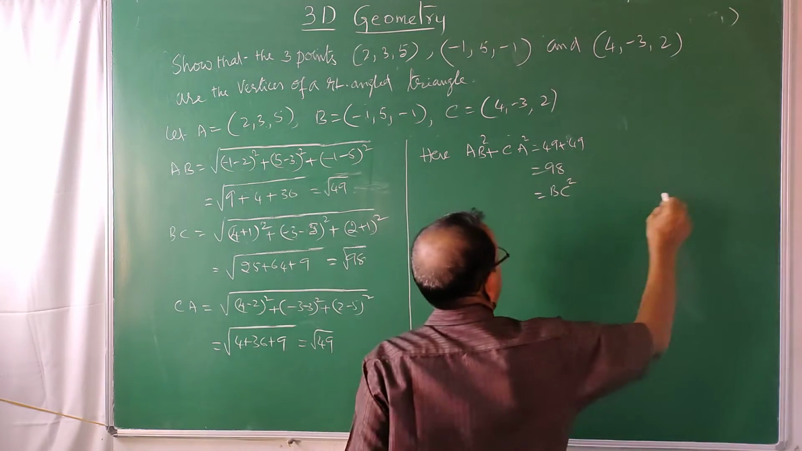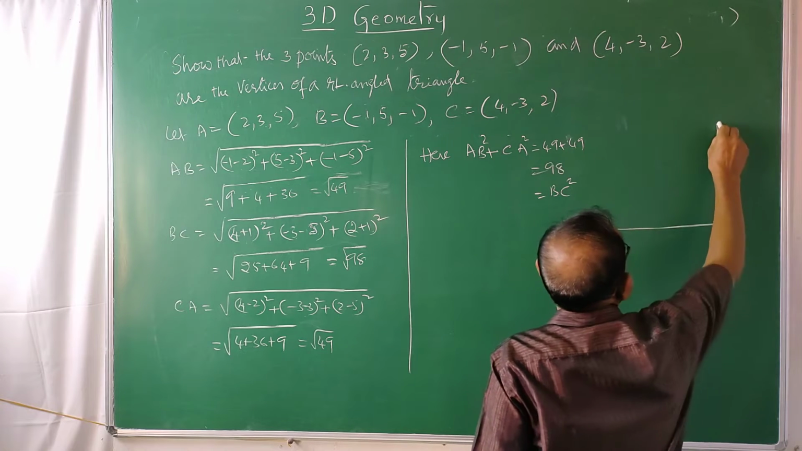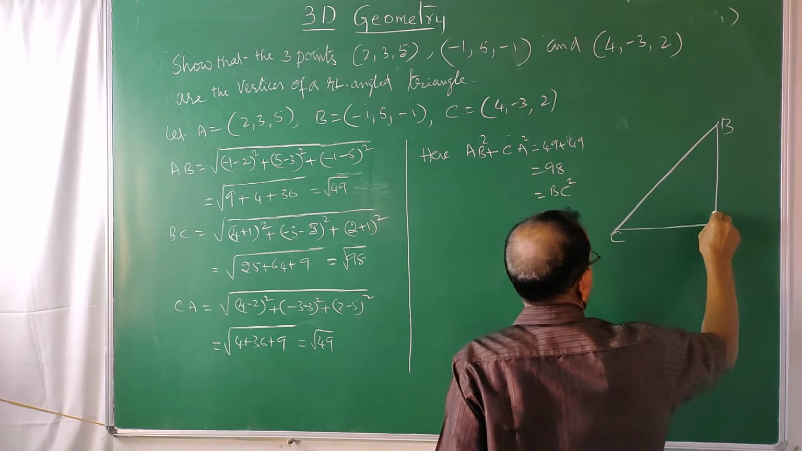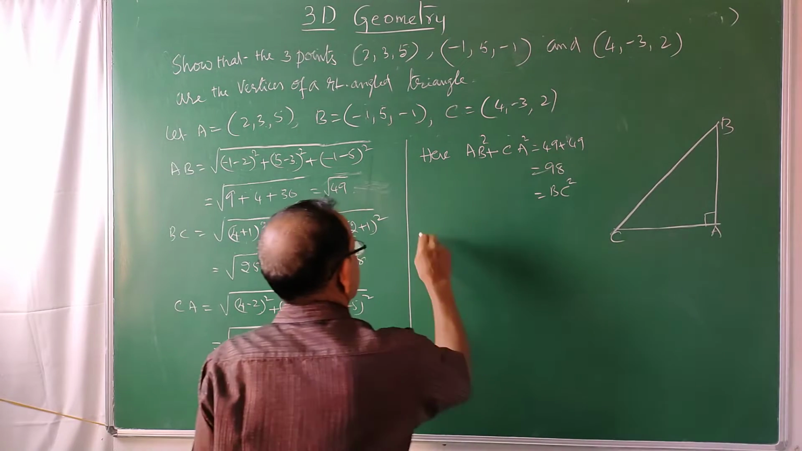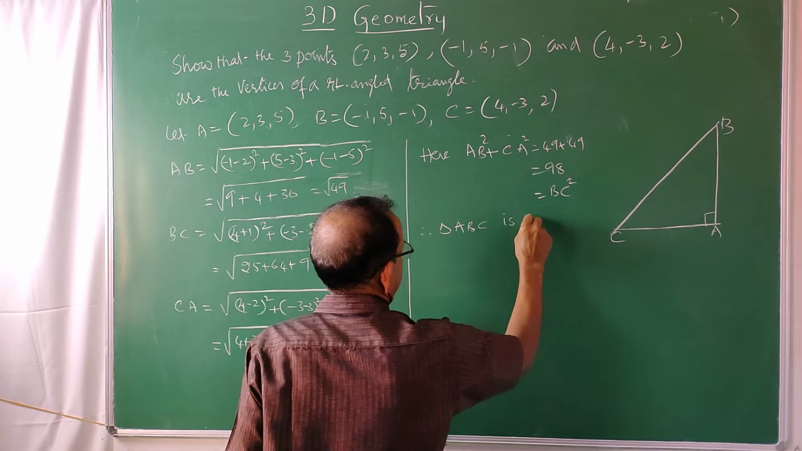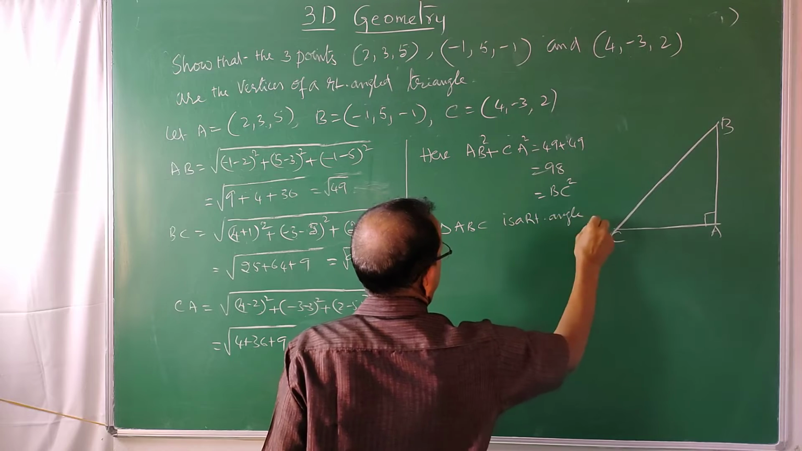So BC is the hypotenuse. A, B, C. Right angle is at A. Therefore, triangle ABC is a right angle triangle.